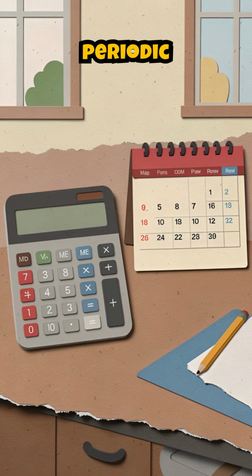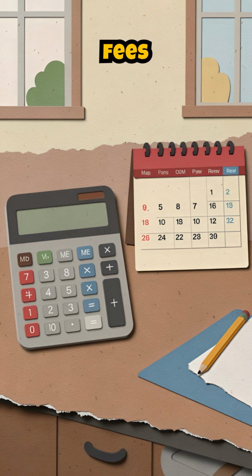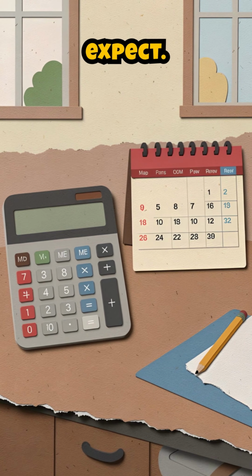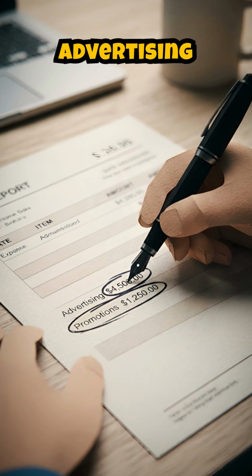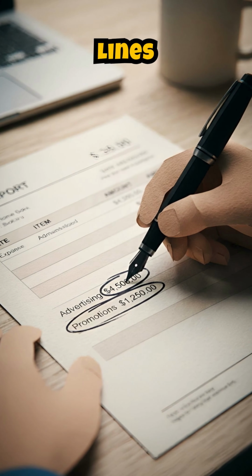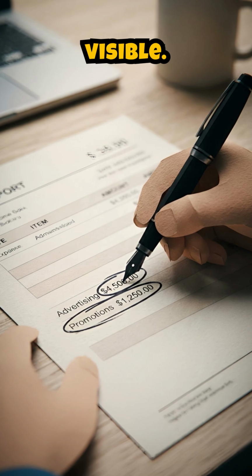Fee review and periodic assessment. FBA and referral fees can move your margin more than you expect. Set a monthly review to compare actual fees to expectations by SKU or product group. Keep advertising and promotions in their own expense lines so ROI analysis remains visible.